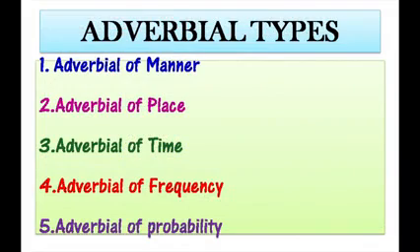Here are 5 types of adverbials, similar to adverbs but with some fine difference in their position and formation in a sentence. Let's look into the types: adverbial of manner, adverbial of place, adverbial of time, adverbial of frequency, and adverbial of probability. Let's discuss in detail one by one with examples.